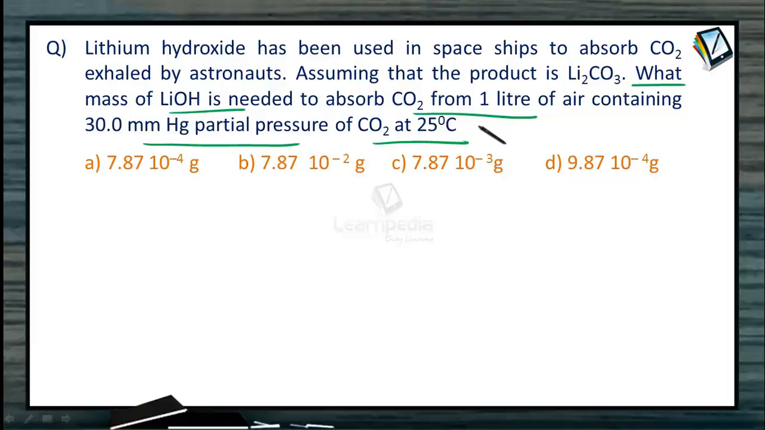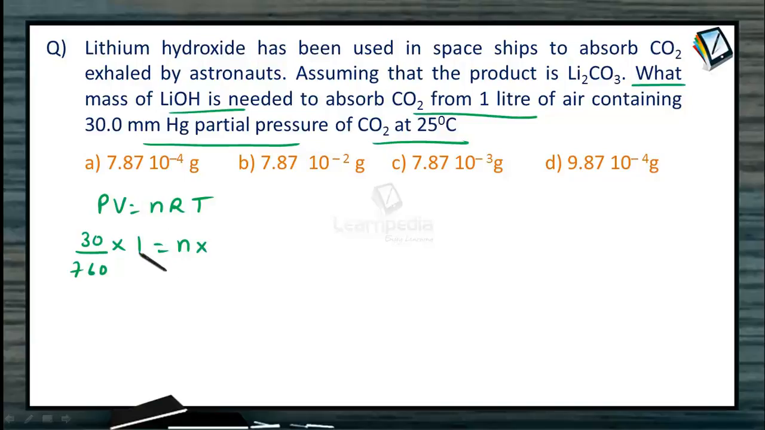In order to calculate that, based on the data given, we need to use the basic relation PV is equal to nRT, where the pressure is given as 30 mm. In order to convert that into atmosphere, it should be divided by 760. So 30 upon 760, and volume is 1 liter. And here we are calculating the number of moles.